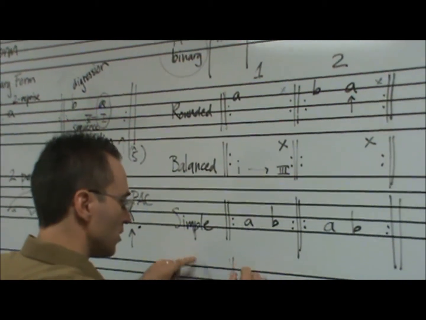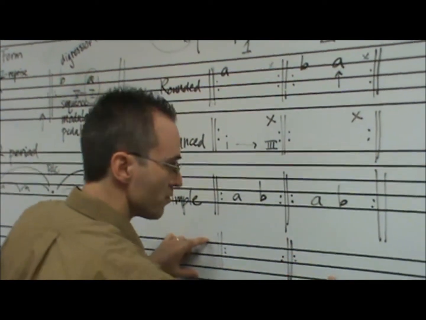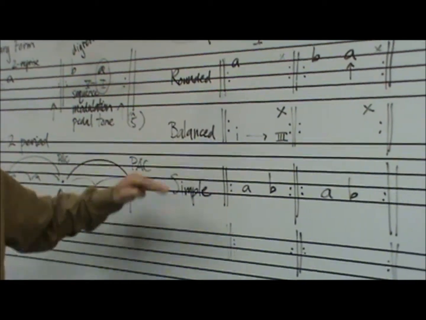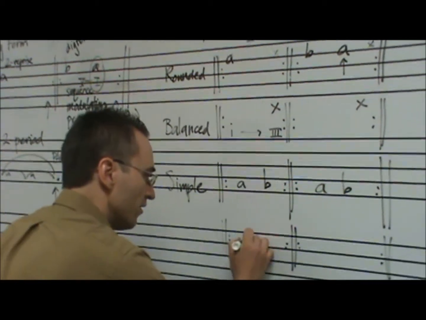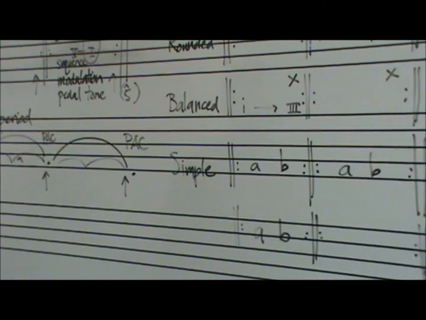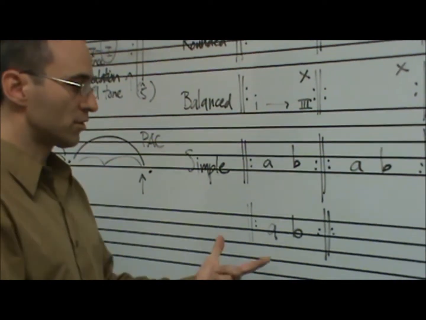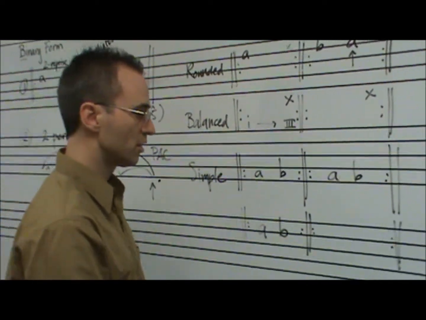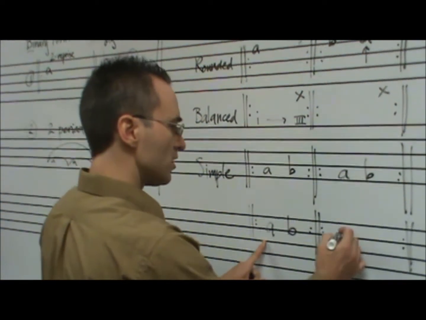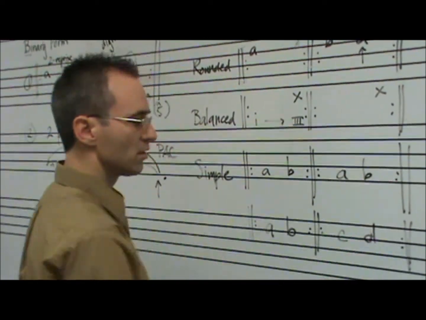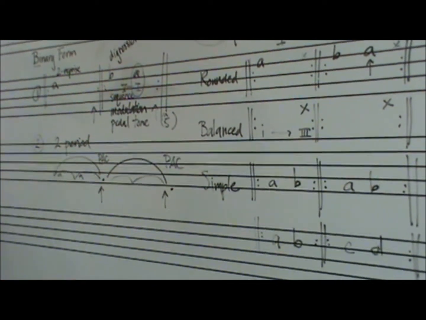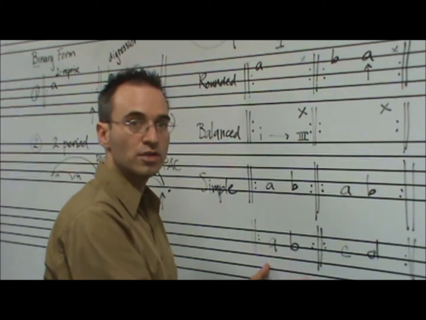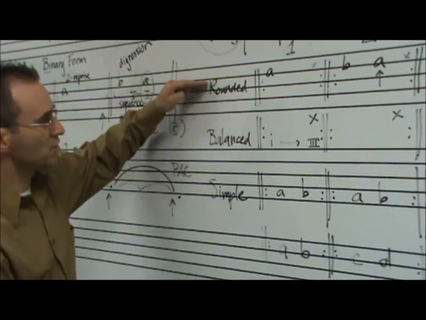Now here's another situation. Remember, simple is a catch-all. It's going to catch every scenario that's not rounded and it's not balanced. If I have A and B phrases here, so this would be a contrasting period, not a parallel period, but a contrasting one. Then what if this part just goes on and does something completely fresh and new? Then there's contrast, but there's no pattern of departure and return. And that's what these are trying to capture.